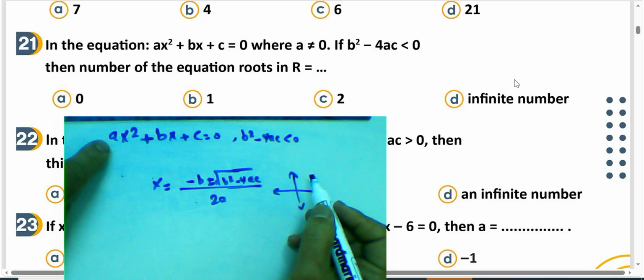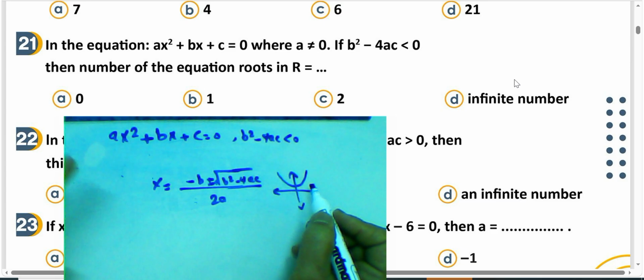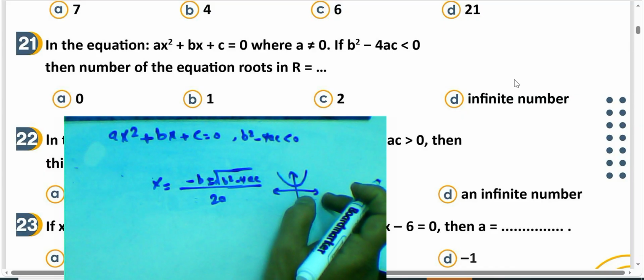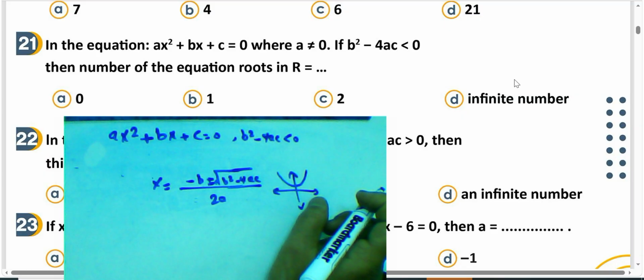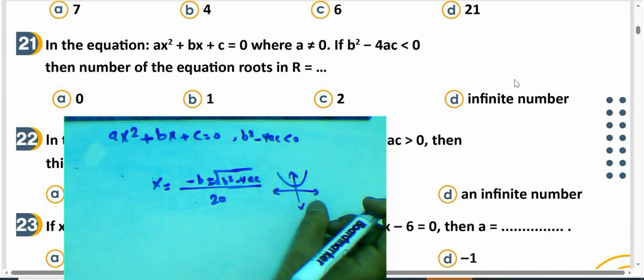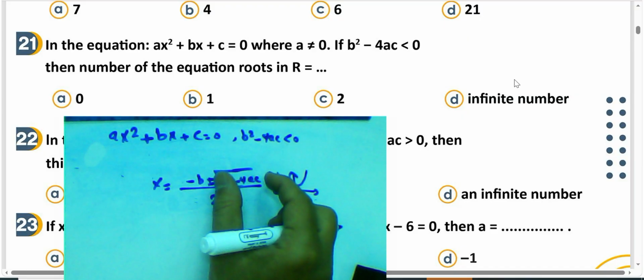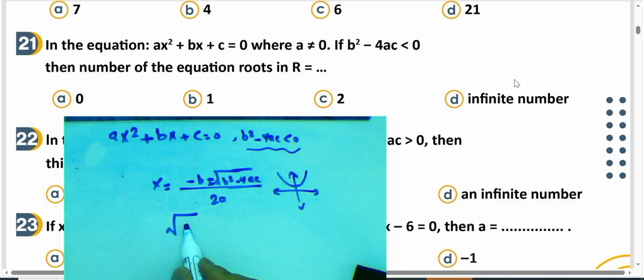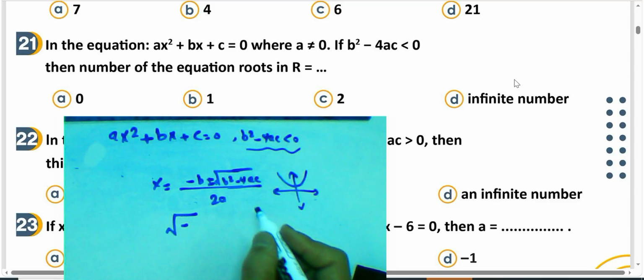Look here at the coefficient of x power 2. So we haven't any solution. The number of roots in R will be 0 because the curve doesn't cut or touch the x-axis. Less than 0 means negative, and we know the square root of a negative is impossible in real numbers. So the number of solutions in R will be 0.